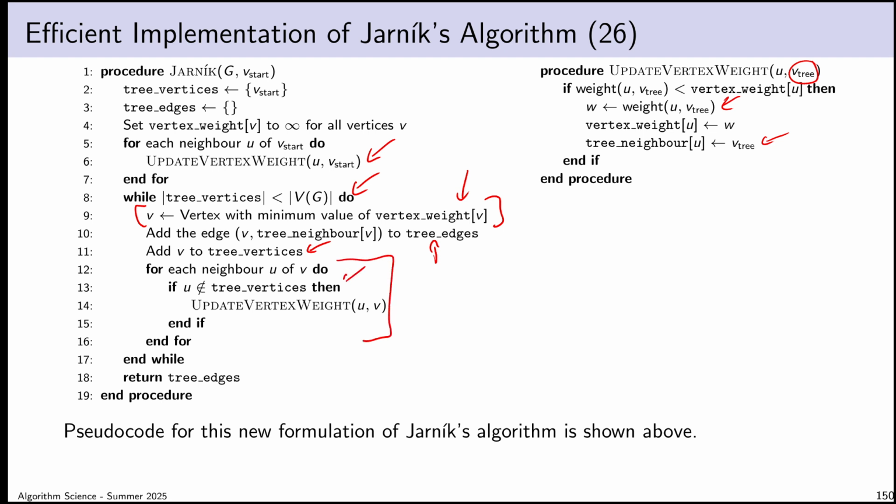I look at all the neighbors that aren't currently in the tree. That's significant, that if statement. It's going to make sure I can assert that we've got a good running time. And I update their weight based on the weight of the edge from v to u. And then that might mean that the tree neighbor of vertex u changes depending on if the edge from v to u has a lower weight than the current edge connecting vertex u to the tree.